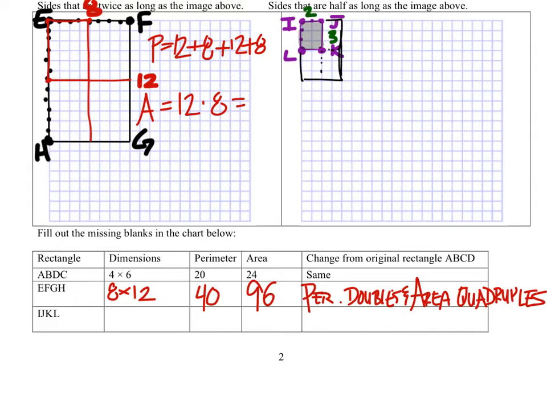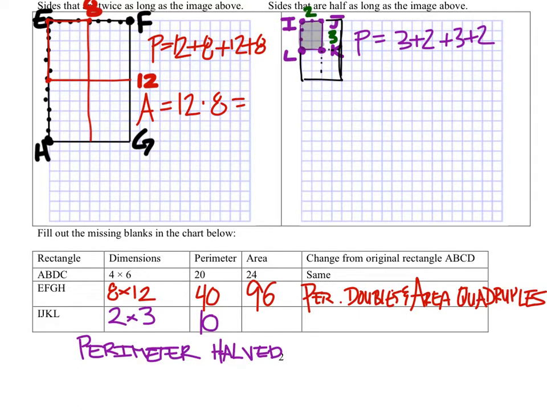Well, what about IJKL? The dimensions on these was 2 by 3. So the perimeter on these would be 3 plus 2 plus 3 plus 2, which would be 10. So we can see from this one the perimeter was halved. But what about the area? Well, the area on these is 2 times 3, which is 6. So it was cut into 1/4. Bam.